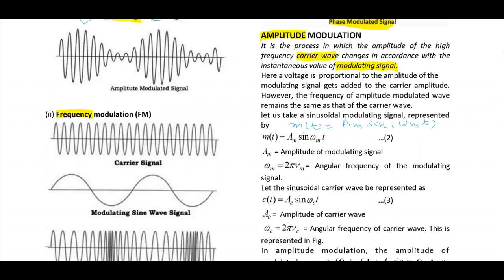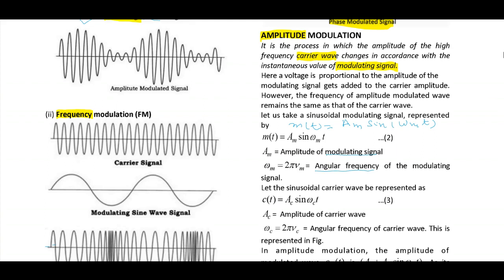Am is its amplitude. Omega m is the angular frequency of the signal, and t is the time. So this is made clear here. Am, amplitude of the modulating signal, omega m, angular frequency of the modulating signal.